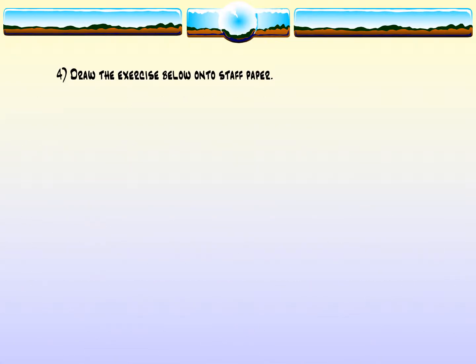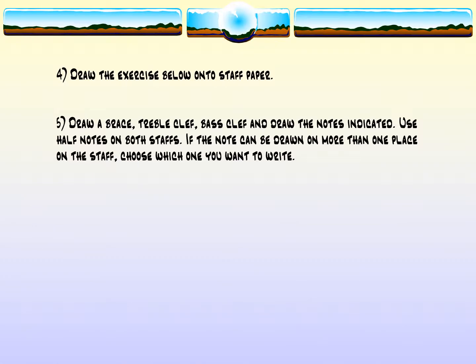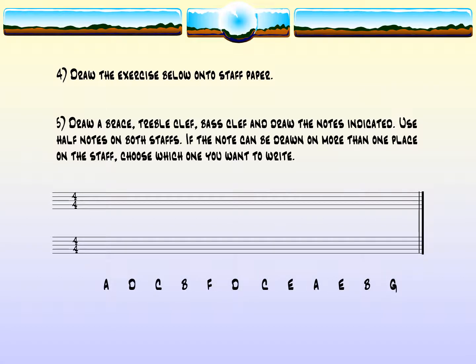Draw the exercise below onto staff paper. Draw a brace, the treble clef, and below that, the bass clef, and draw the notes indicated. Use half notes on both staffs. If the note can be drawn in more than one place on the staff, choose which one you want to write. Add the bar lines in their correct place.